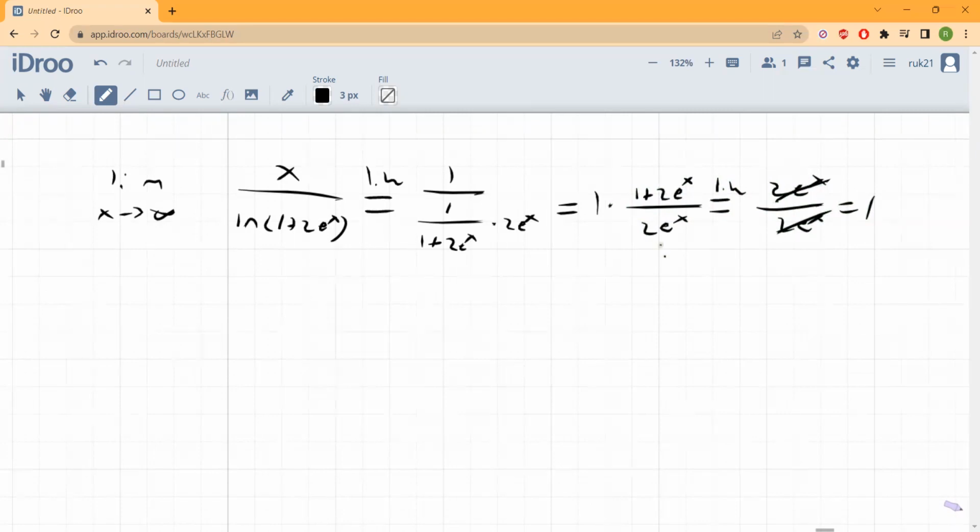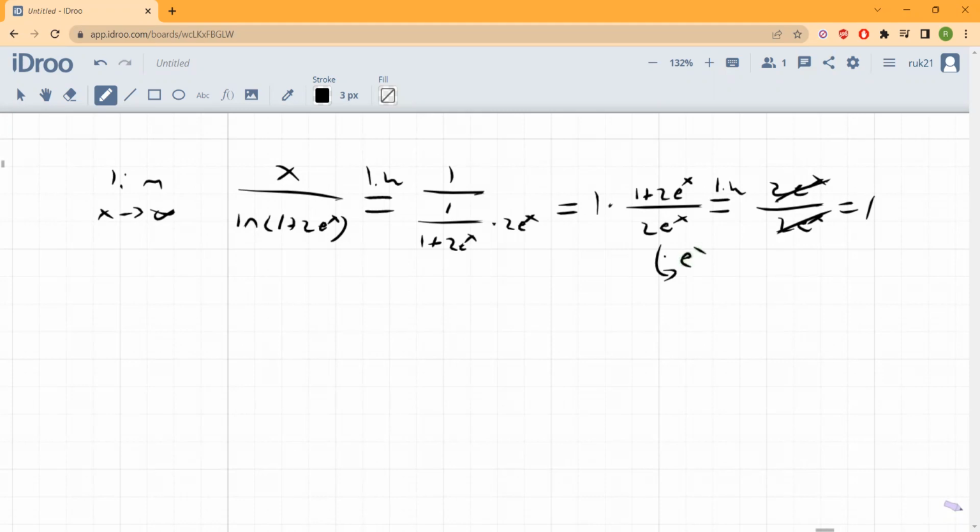As an aside note, what you could do is simplify it. Instead of taking L'Hopital, you could simplify it to something which you don't need to take L'Hopital of. What you can do is take out 2e to the x on top. Or even better, let's just take e to the x out on top.